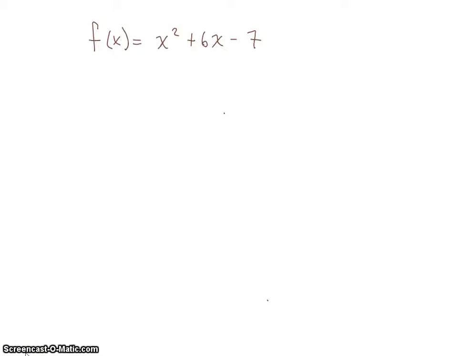Today we're going to talk about an alternative way for finding the vertex of a quadratic. We already know how to do it by a process called completing the square, so let's just review that real quickly. We're going to bump the -7 out of the way, so we get x squared plus 6x, put your -7 over here. And then remember, we take the 6 here and divide it by 2.